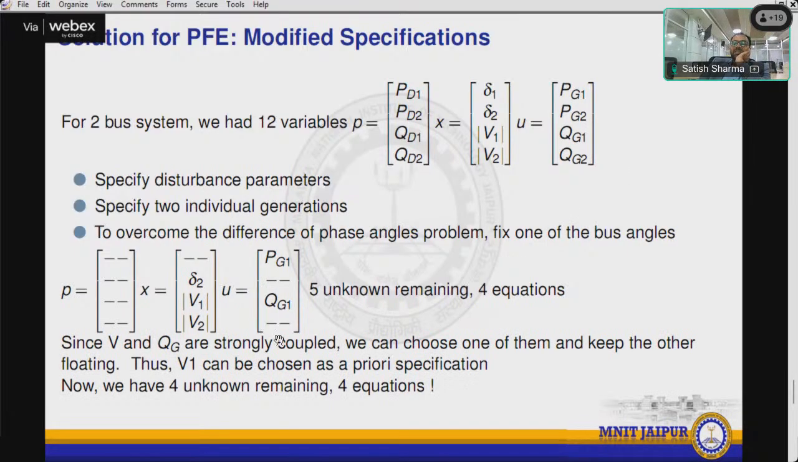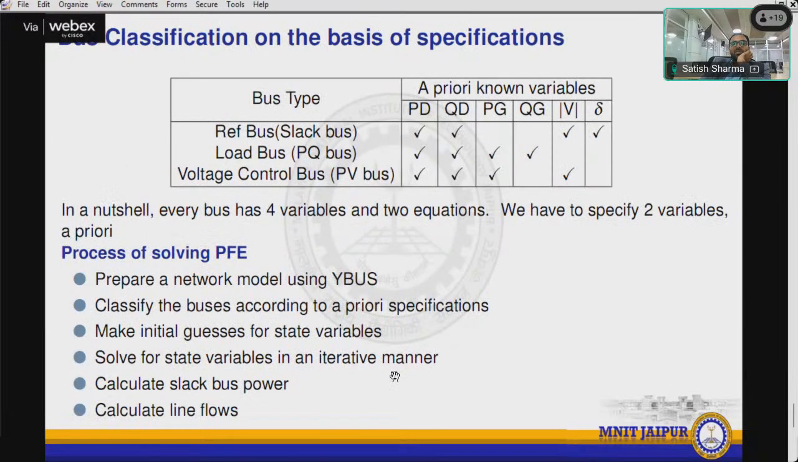Another thing is that V and Q are strongly coupled, so we can choose one of them and let the other float. Thus we can choose voltage as a priori specification. After that, we will have 4 unknowns and 4 equations. So this is how we come up with the 3 types of bus in a system based upon the a priori knowledge of the variables.